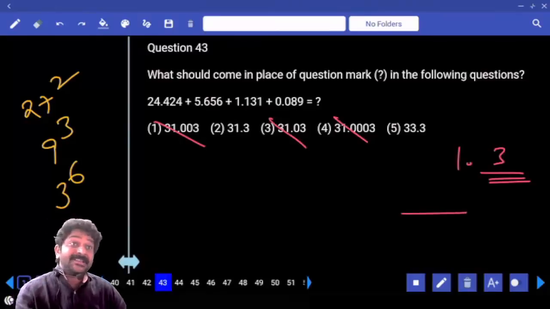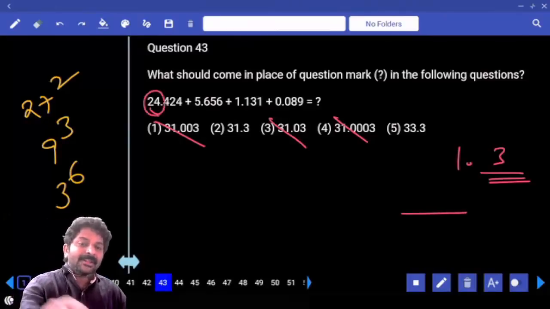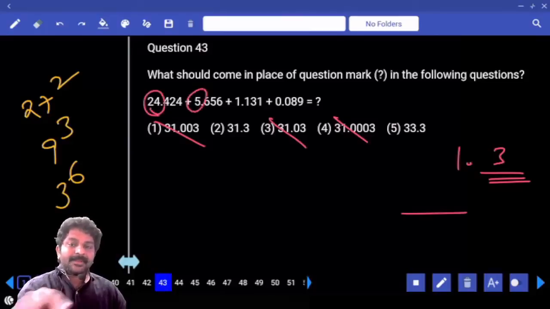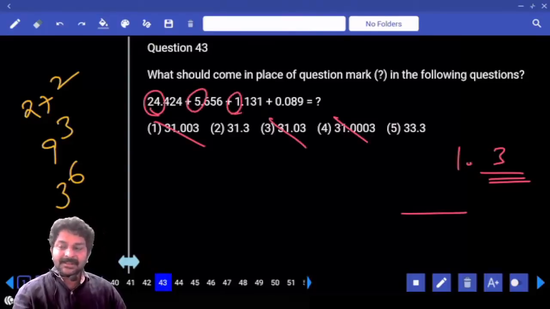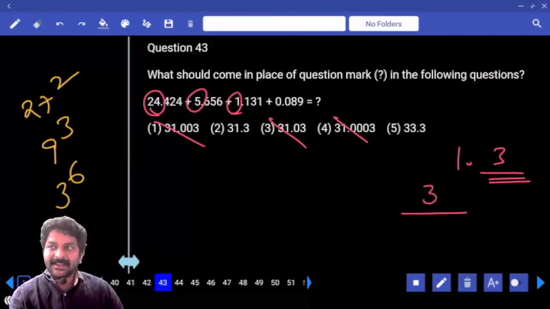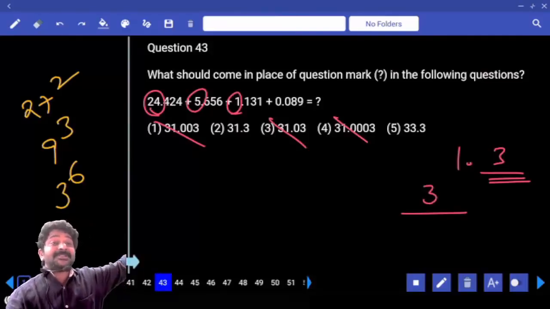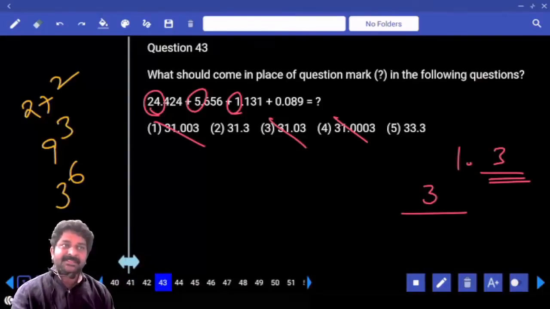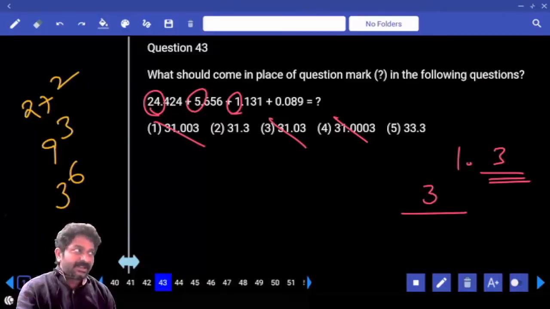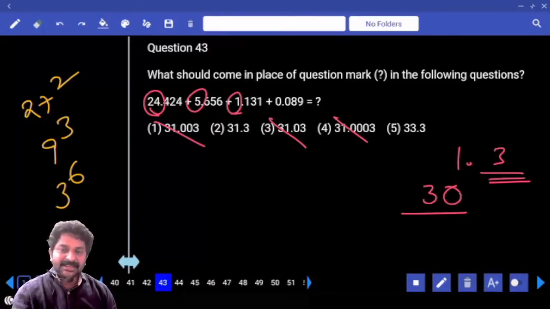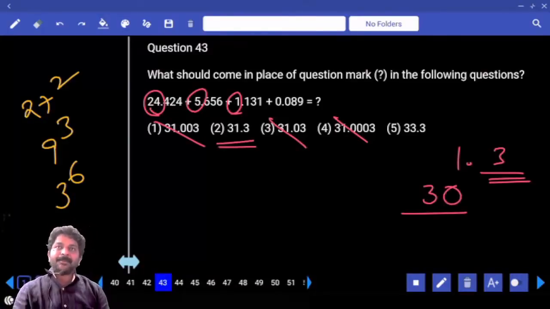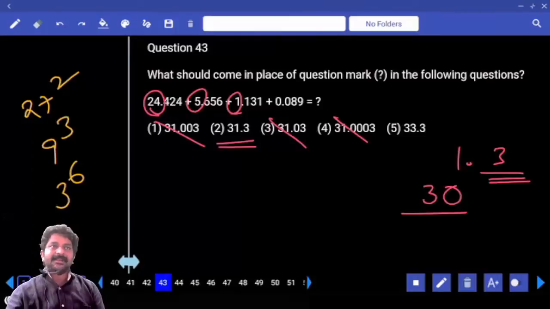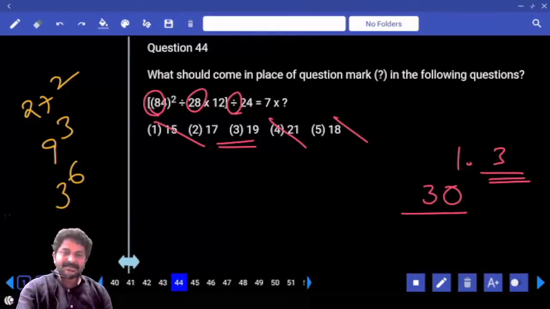Number before decimal: 24 plus 5, 29 plus 1. So to this we need to add 30, right? Likewise, suppose if you add all the numbers before the decimal and get 32, what is your answer? It becomes 33.3, right? So we have to consider the number before the decimal also. When you add, it is 30, so the answer is 31.3. You cannot conclude only from after the decimal. The number before the decimal is also important.